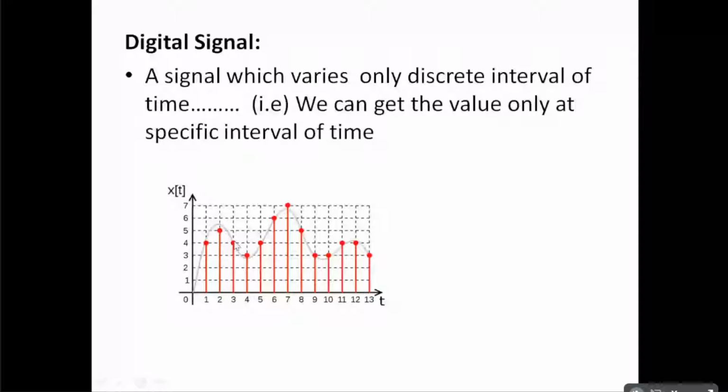Take the temperature variation example. If it is a digital signal, we can measure temperature only at 9, 9:15, 9:20, 9:30, depending on our application. But in analog signal, we can measure temperature at any point, 9.001, 9.002. So this is the difference between analog signal and digital signal.